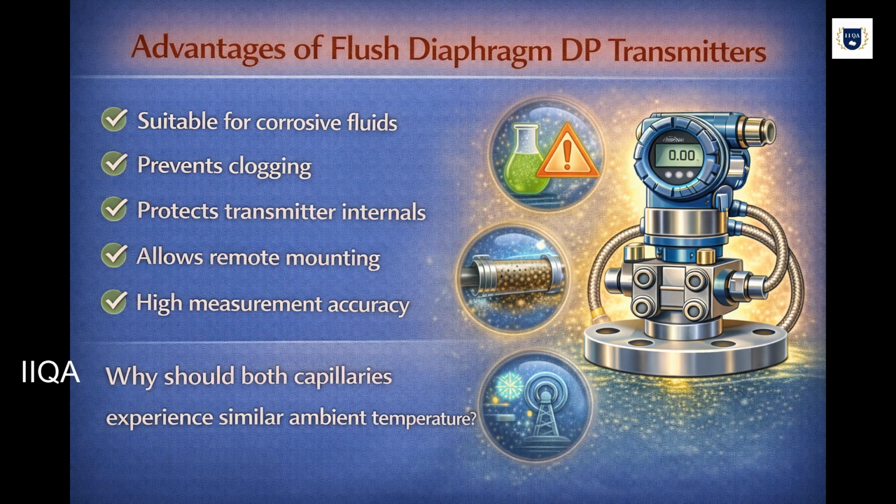What are the advantages of flush diaphragm DP transmitters? Suitable for corrosive fluids, prevents clogging, protects transmitter internals, allows remote mounting, high measurement accuracy.